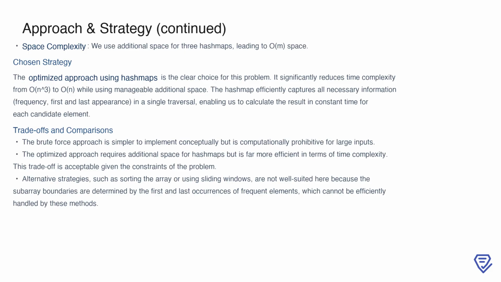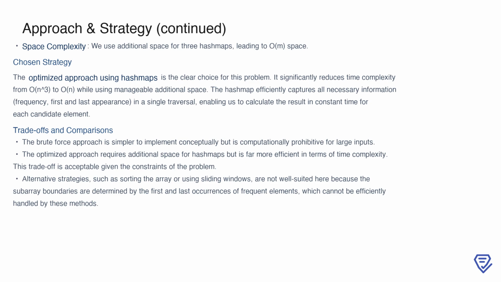It dramatically reduces the time complexity from O(n³) in the brute force method to O(n), while the additional space usage remains manageable. By gathering all necessary information in a single traversal, we can calculate the smallest subarray length in constant time for each candidate element.